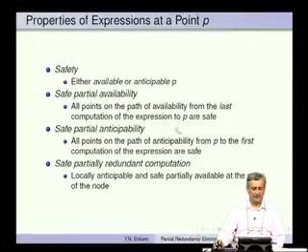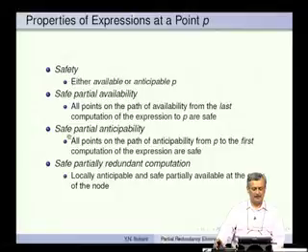expression properties. One is safety, this is very important for us, it is defined as either available or anticipable at P. And safe partial availability is you take the path of availability and from the last computation of the expression to P, all the points must be safe. Remember, for safe partial availability you do not have to look at the path from the start node to P and make sure that all these are safe. No, that is not the point. Point is from the last computation of the expression to the point P.